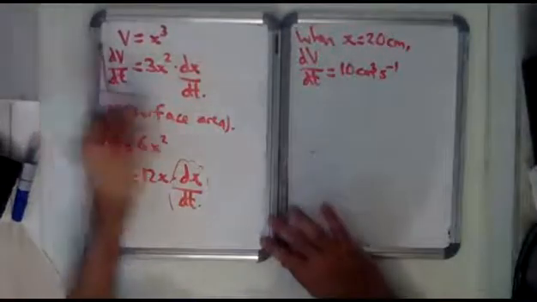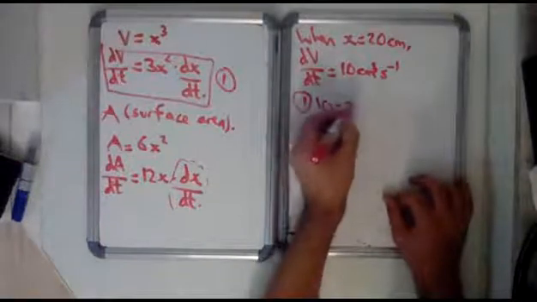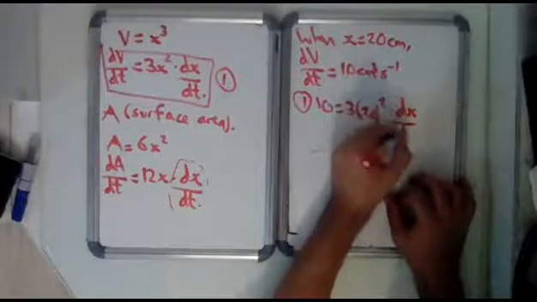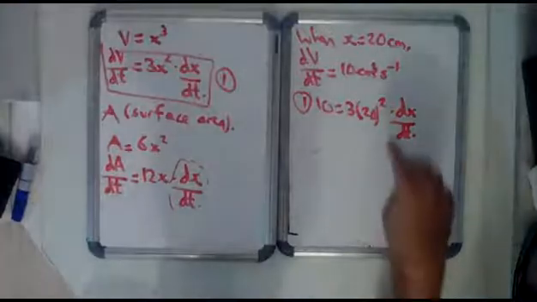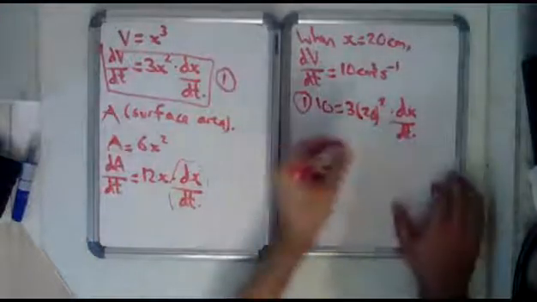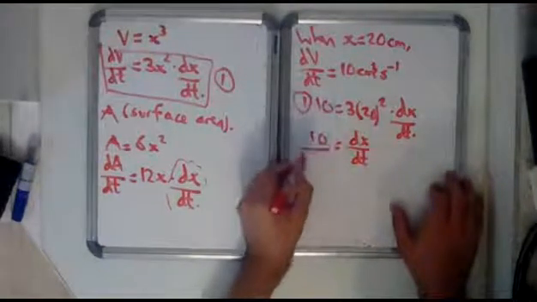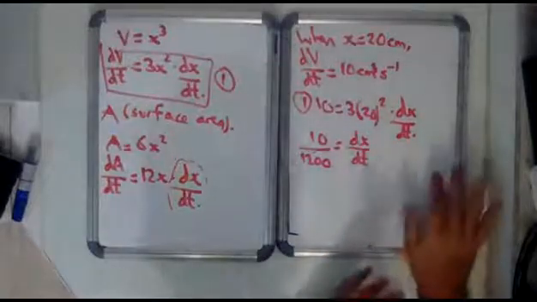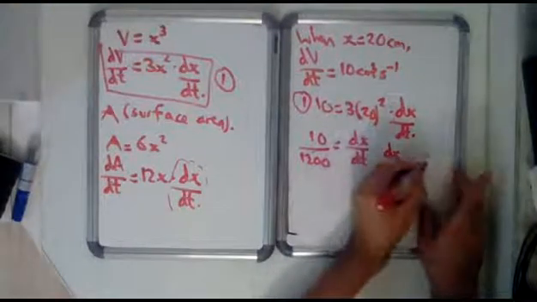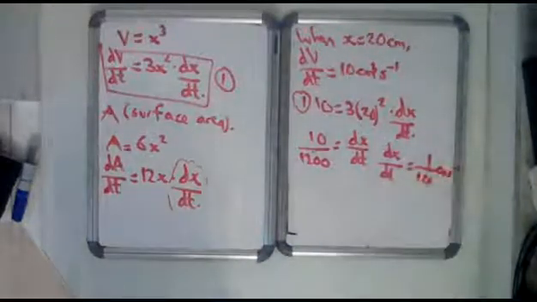If we substitute into this equation, call it equation 1, we know that 10 equals 3x squared, where x is 20, so 20 squared, times dx by dt. 20 squared is 400. 400 times 3 is 1200, so dx by dt equals 10 over 1200, which is 1 over 120, and I suppose that's centimeters per second. So that's the rate of change of the side lengths.